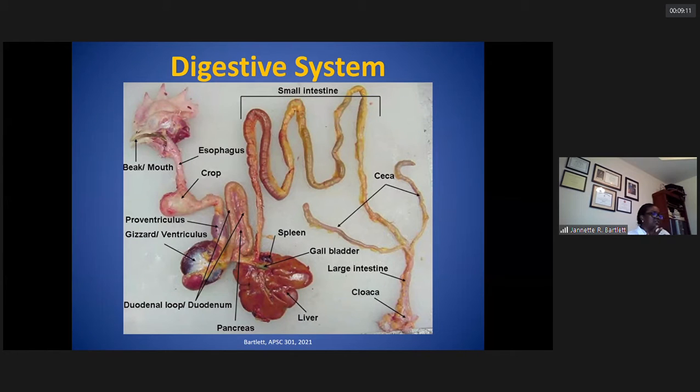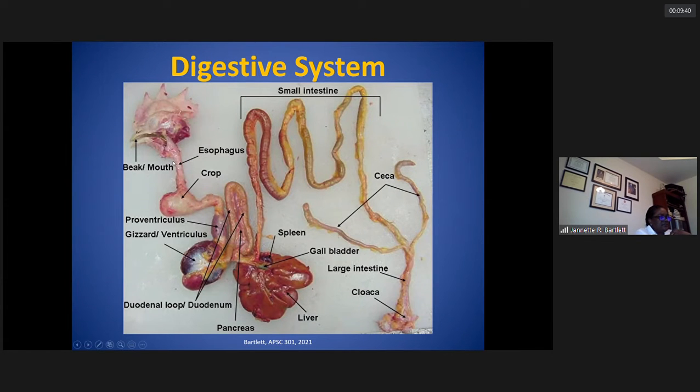If we had gone to the lab, to the farm, and I opened up a chicken and removed the digestive system, this is what it would look like. So we start from the head, where you have the mouth and the beak, because remember, they need their beak to pick up feed, right? That's how they get the food into their mouth.